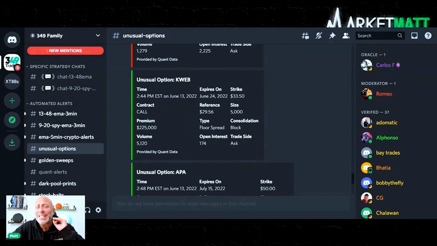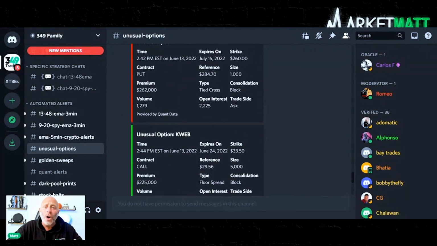K-Web, again, size 5,000 contracts. Open interest was only 174. This is a major options alert in a bullish position because it's a call side block trade, and they paid the ask. It expires on June 24th. So this trade expires in about 10 days on the K-Web. So if I was going to enter a position in K-Web, I would be taking a bullish position. These are all ways to look at it.